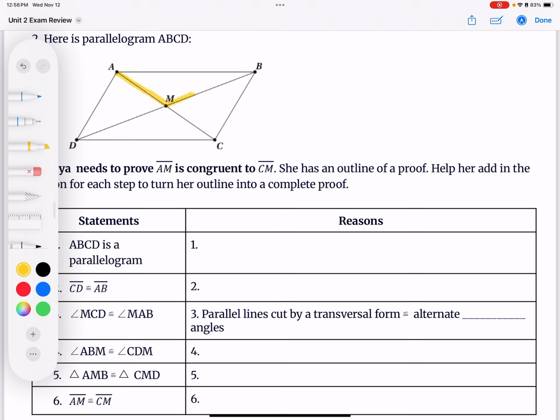AMB is going to be congruent to triangle CMD. And then after we prove that these two triangles are congruent, then we can say all the corresponding parts of these congruent triangles are also congruent.